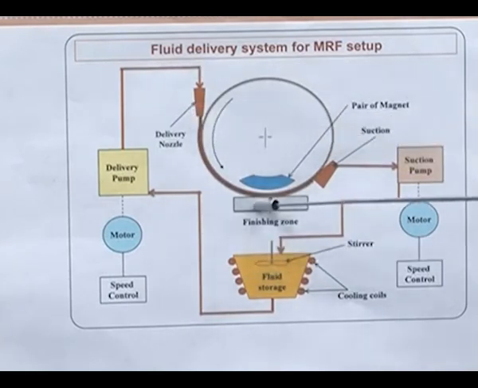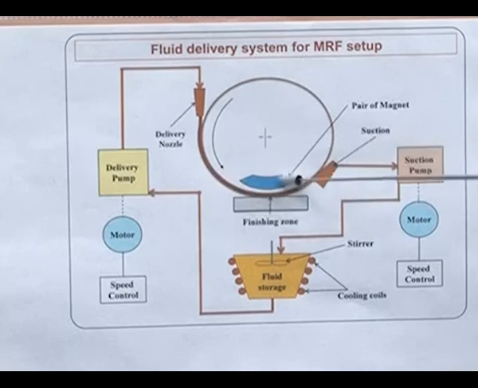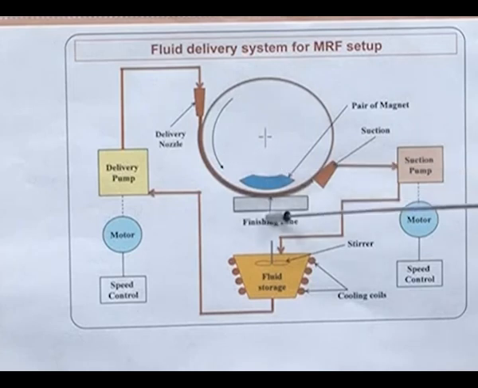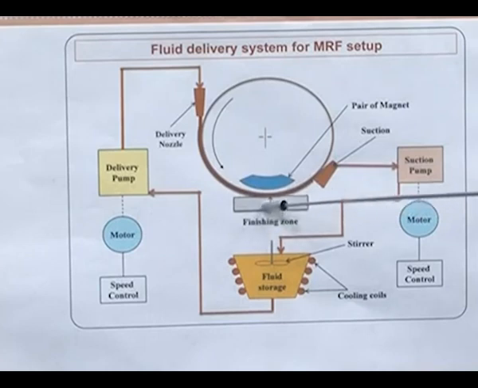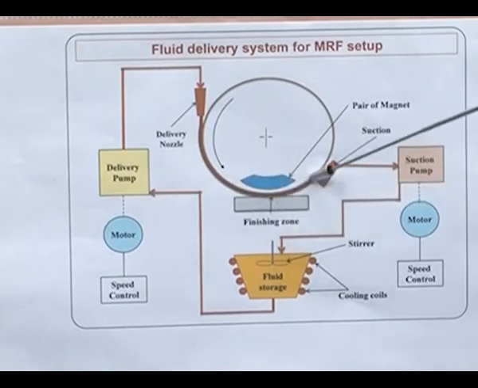Here the workpiece is fixed. When the magnetic field is applied either by permanent magnet or electromagnet, the MR fluid gets stiffened due to the presence of magnetic particles. When the stiffened MR fluid comes in contact with the workpiece surface, it creates a finishing zone, which is given here, where the material removal takes place due to interaction between stiffened MR fluid and the workpiece. After that, the MR fluid is collected from the carrier wheel by the suction pump.